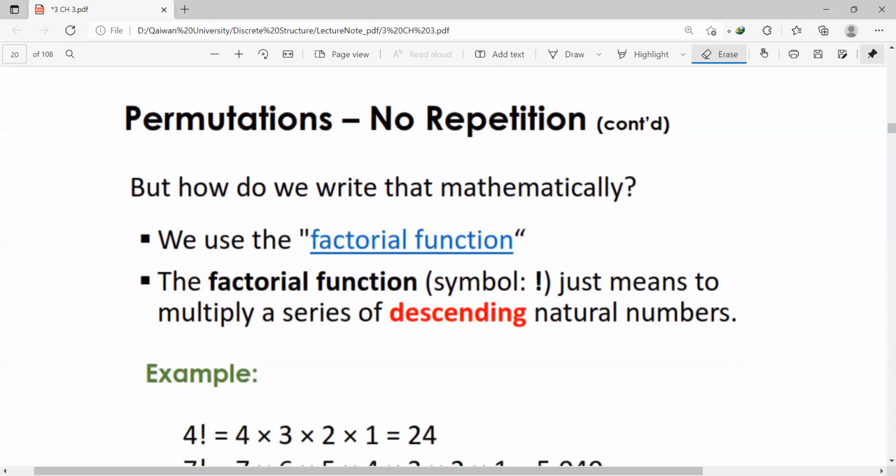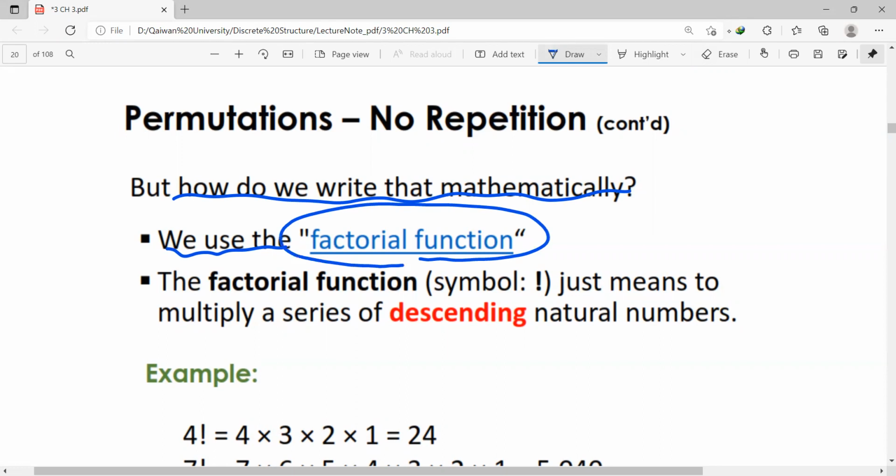Here we say, how do we write the permutations mathematically? We use the factorial function to write down the permutations. The factorial function symbol is an exclamation mark. It just means to multiply a series of decreasing natural numbers. For example, when we say 4 factorial, it means 4 times 3 times 2 times 1, which is 24.